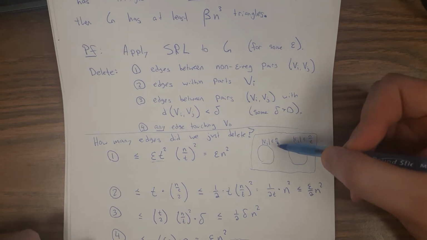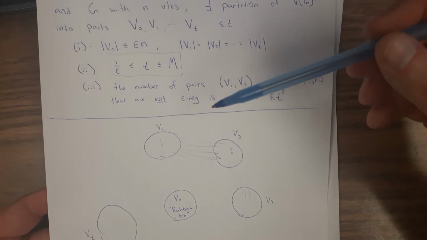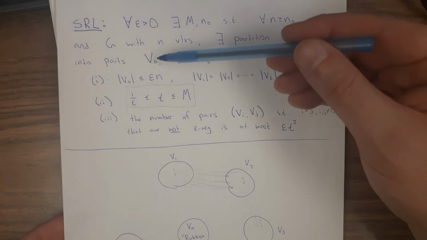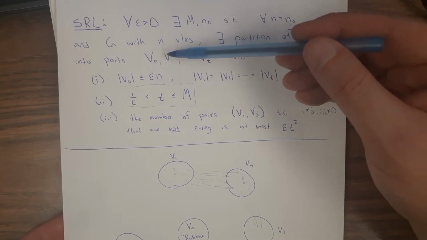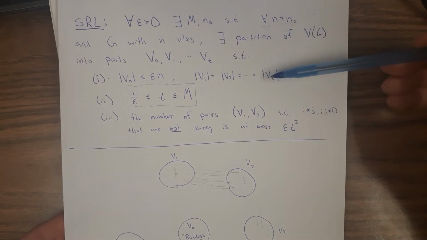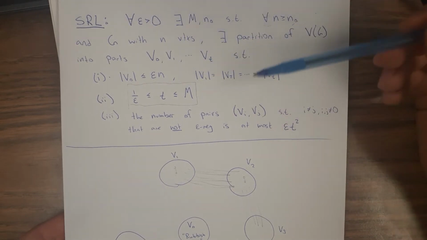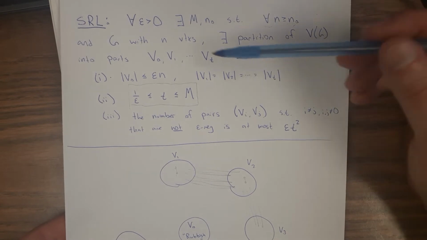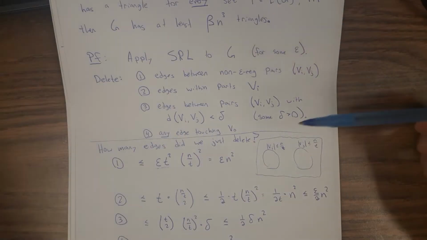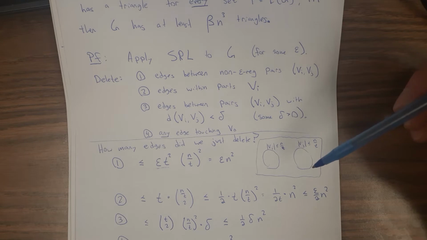VI is at most n over t, right? Sorry to keep going back and forth, but I'm going to do this a lot. In the statement of the lemma, V naught is less than epsilon n, but the rest of these are all the same size. Even if V naught was empty, these would all be n over t. If V naught was this size, then it would be like n minus epsilon n over t. But in any case, these VI and VJ are at most n over t.